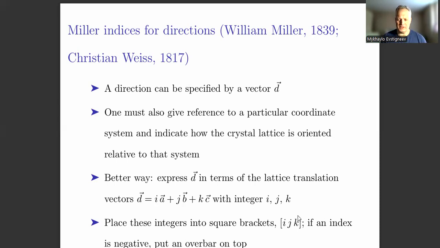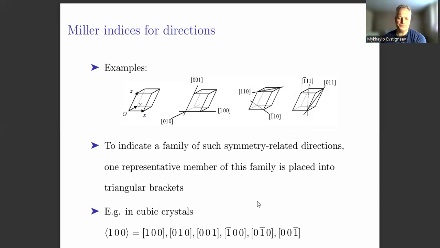Conventionally, these integer coefficients are placed into square brackets for directions, and if one of these components, I, J, K, turns out to be negative, then the minus sign is placed not in front of a number, let's say -1, but on top of a number. So it would be 1 bar or over bar. All right, so here are some examples.